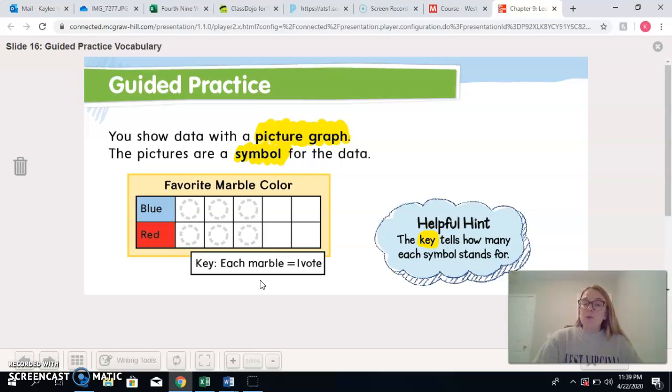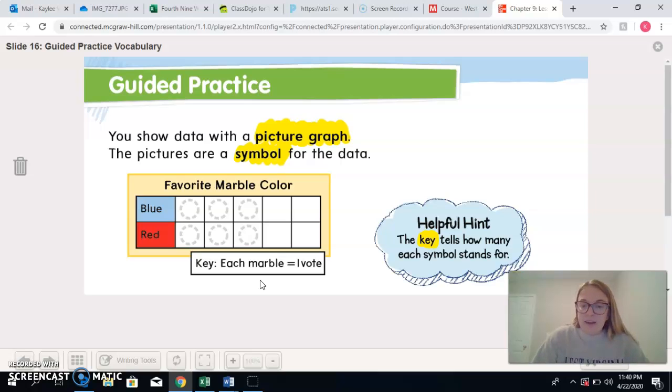So when I was doing a picture graph earlier, my symbols were the squares, triangles, and the circles. Those were the symbols that I used to represent the pizza, the sandwiches, the hot dogs. So anytime there are pictures inside of a graph and we've asked some type of question to see what students like, that is a picture graph.